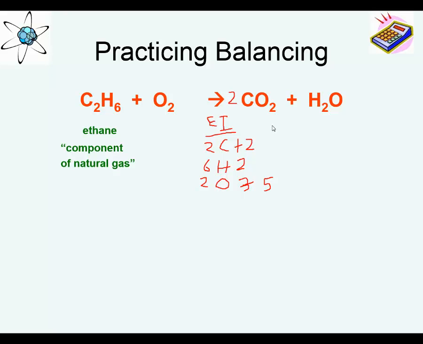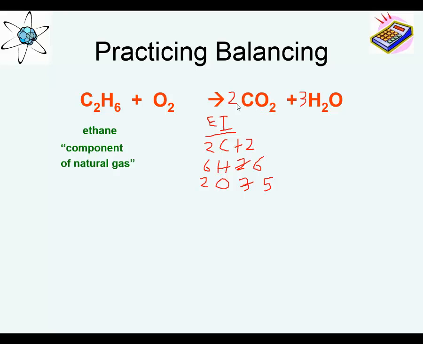Okay. Now I'm not balanced for oxygen, but I'm going to save it to last. So I'm going to balance for hydrogen. Since I have 6 hydrogen atoms to begin with, I only have 2 on the product side. I'm going to change this coefficient to a 3, so I have 3 water molecules. So 3 times 2 is going to give me 6, so I'm balanced for hydrogen. But I need to update for my oxygen.